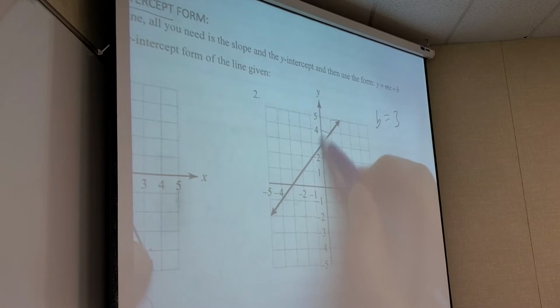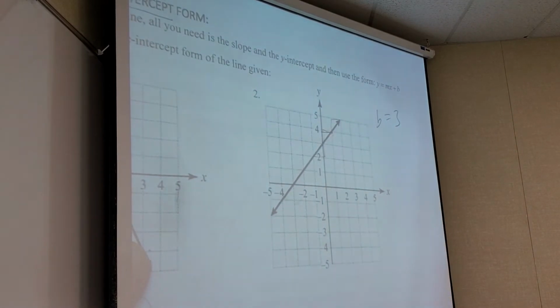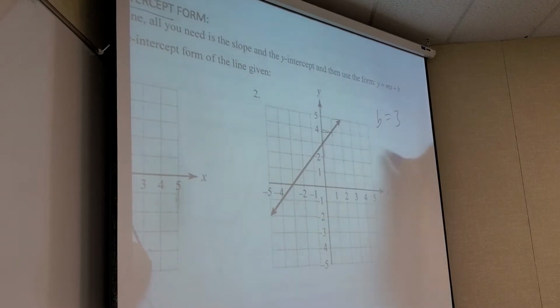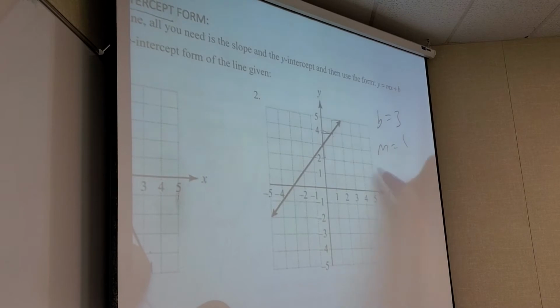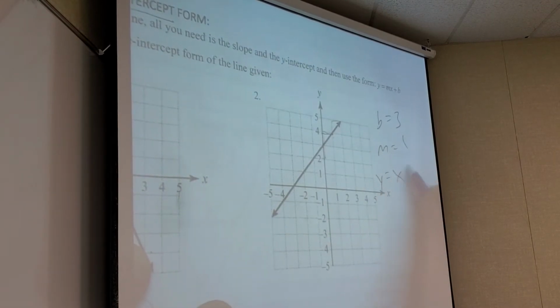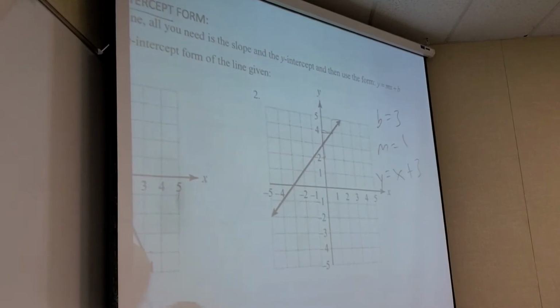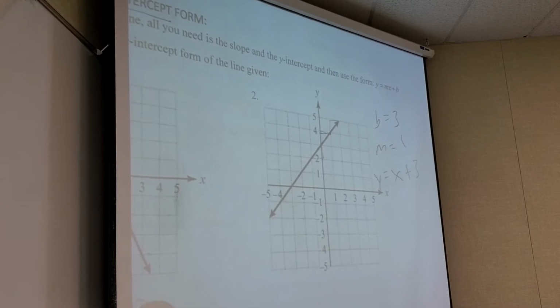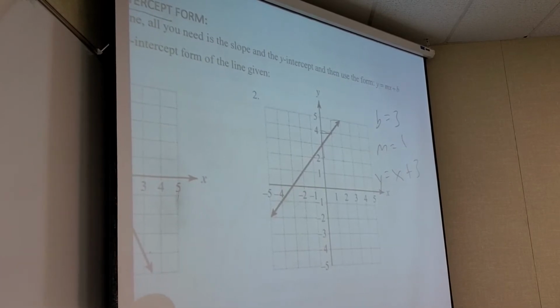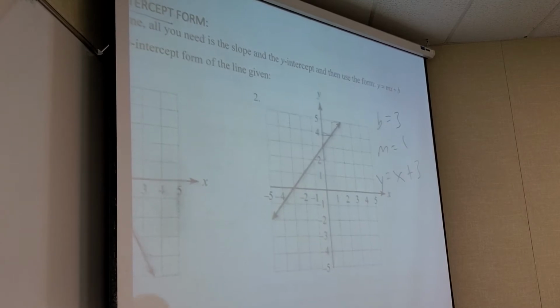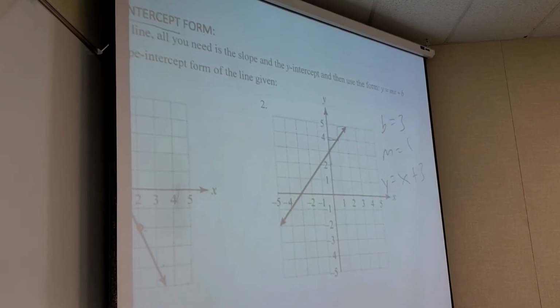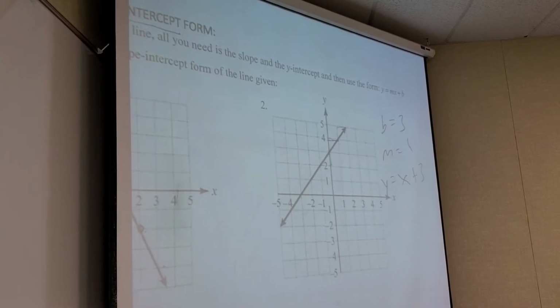So you go from here to the next one, I go up 1 over 1. 1 over 1. So m is 1. And then you can put the equation together. y equals mx plus b. So if I know the y-intercept and the slope, I can put together the line. If I know the line, I should be able to see the y-intercept and the slope.